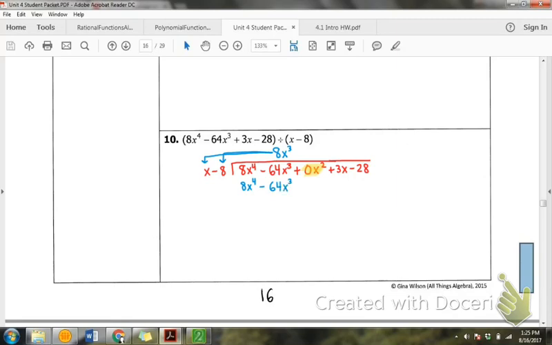Why are we determining what goes into 8x to the 4th to begin with? I said, what do I have to multiply x by to get 8x to the 4th? Oh, and then those two will cancel, won't they? Okay, so let's go ahead and draw our subtraction, right? Remember, it's a subtraction sign.